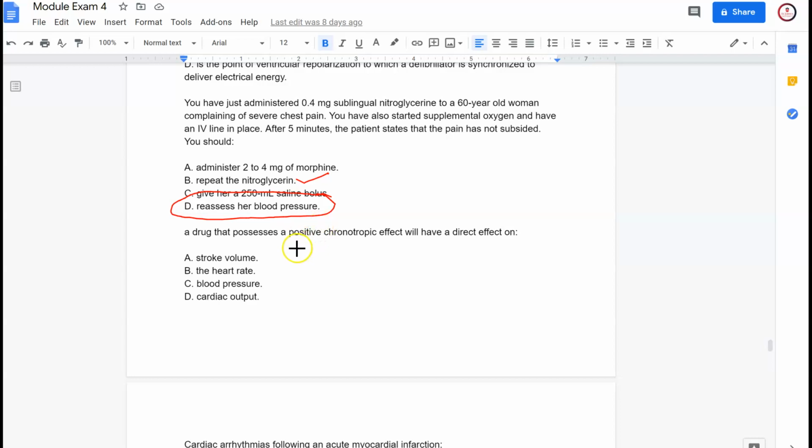A drug that possesses a positive chronotropic effect, right? So it's going to increase one of the aspects of the heart, chrono being the heart rate. So you're going to have an increased heart rate.